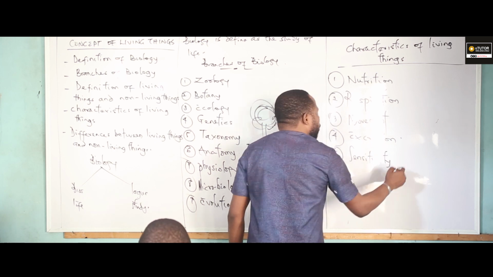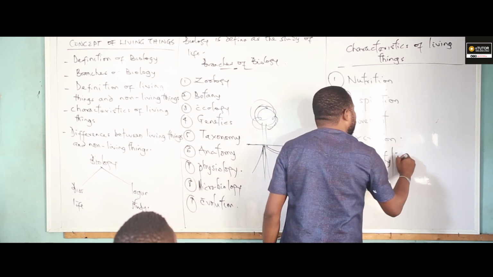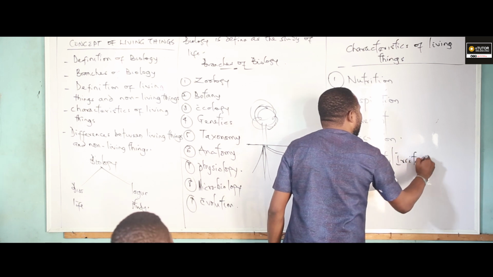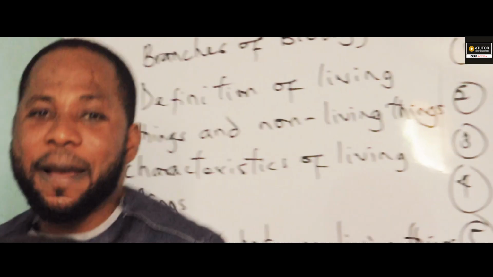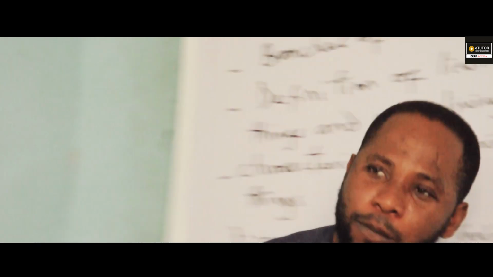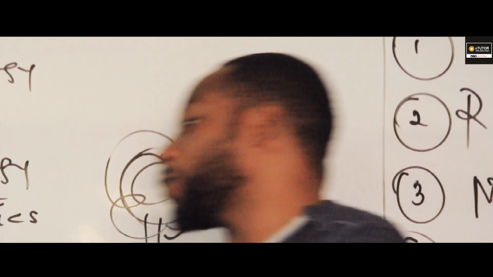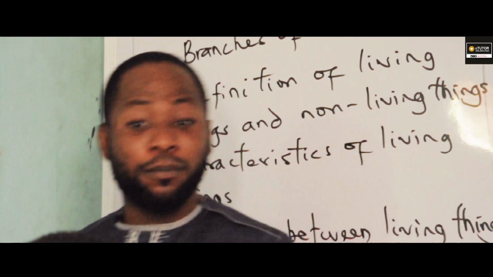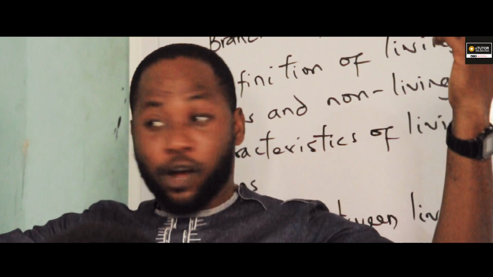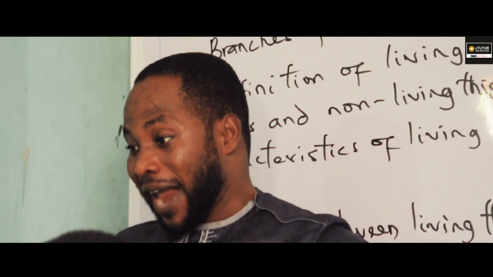Sensitivity. You also call it irritability. Now, sensitivity or irritability is the ability of an organism to respond to external stimulus. Ability of an organism to respond to what? Stimulus. But the stimulus can come from outside or it can come from inside. Are you getting me now?